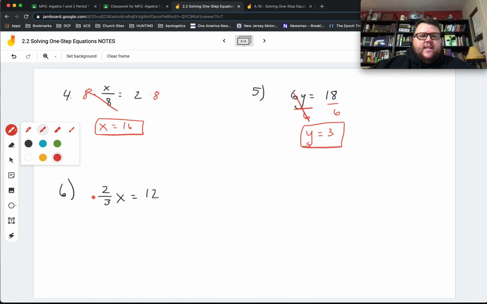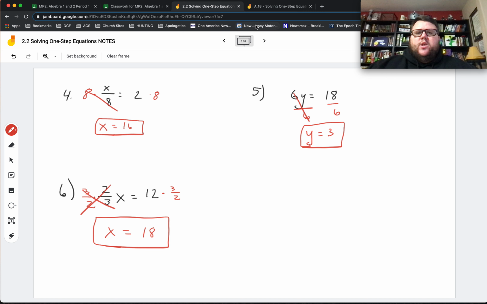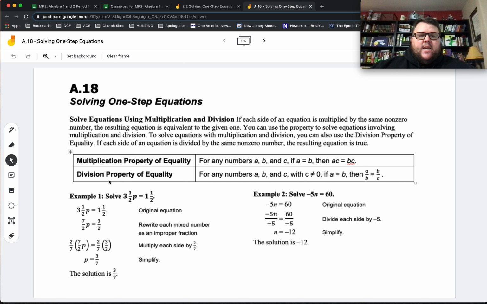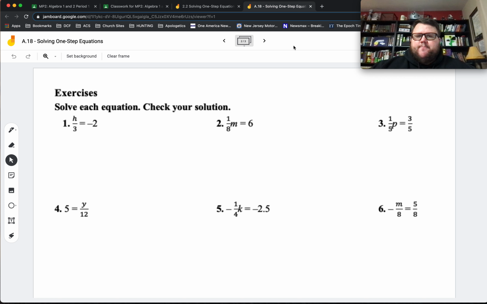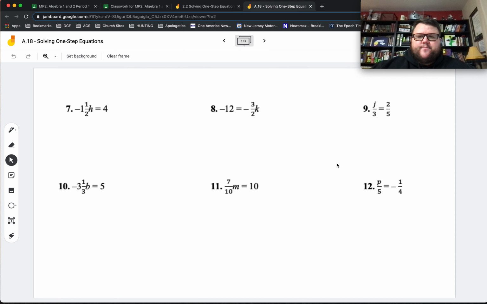So I'm going to take the reciprocal, 3 halves, flip the fraction, 3 halves, cross those out, they cancel. X equals 12 divided by 2 is 6. 6 times 3 is 18. And that's my answer. So that's what you guys are going to be doing. This is what your assignment looks like. We have a couple example problems, but then you're just going to go ahead and do these. You're going to do them on your own.